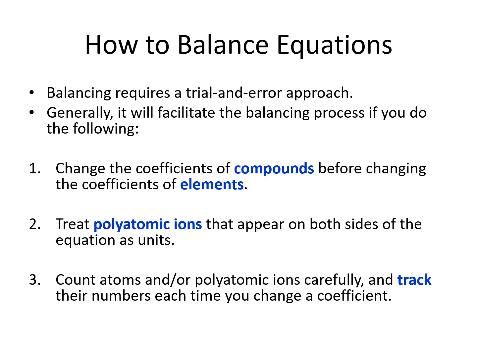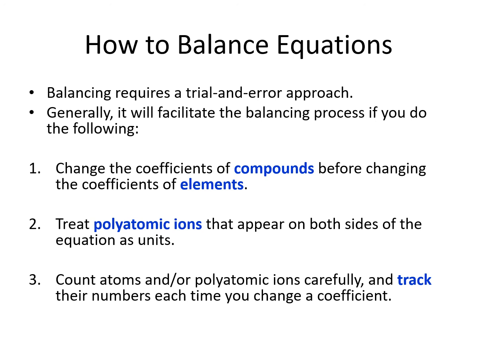Balancing equations is really a trial and error process. There's not going to be one right way to do it every time, but there are some guidelines that will make it easier for you to balance the equations. The first is that we're going to change the coefficients of compounds first, before we change the coefficients of single types of elements. For example, we're going to save the O2 molecule for last because the O2 molecule only has one type of element in it. When we change the coefficient in front of the O2 molecule, we're only changing the numbers of one element, so that will keep other already balanced elements from being thrown off balance.